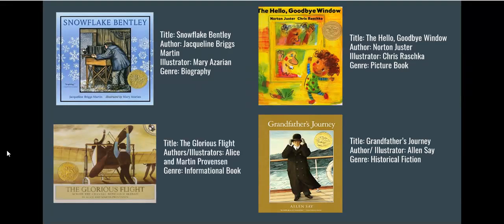The Hello Goodbye Window is a really cute book. It goes into the relationship with your grandparents, and how this little kid has a really great relationship with their grandparents. It's a really cute story. And then the last book I read was Grandfather's Journey, which talks about this one child. His grandfather was a Japanese American, and his journey of coming to America and relating it to his own life as well. So those were all the books that I read this week.